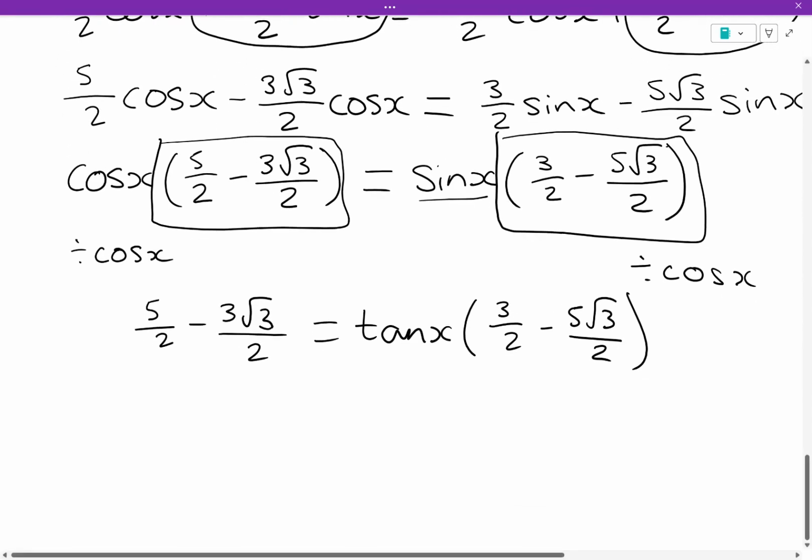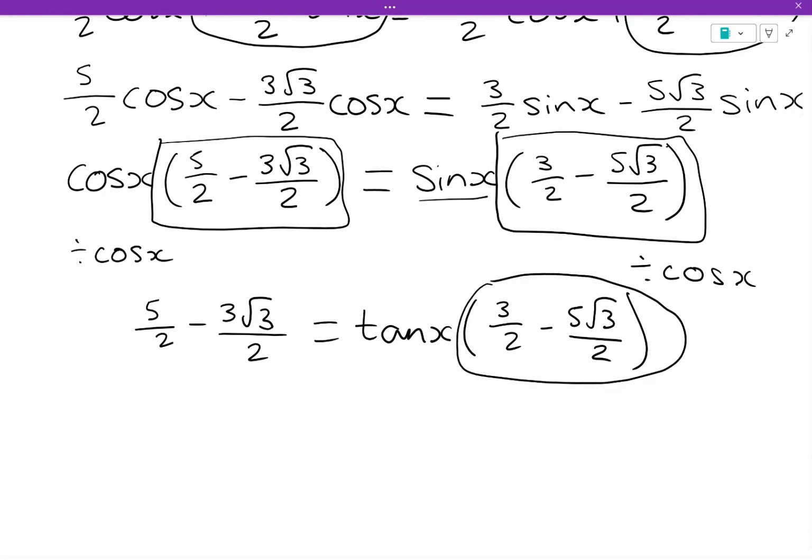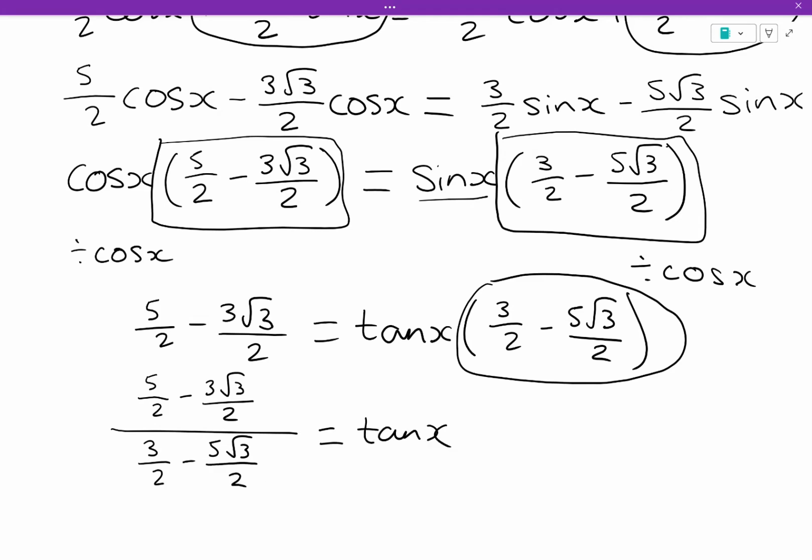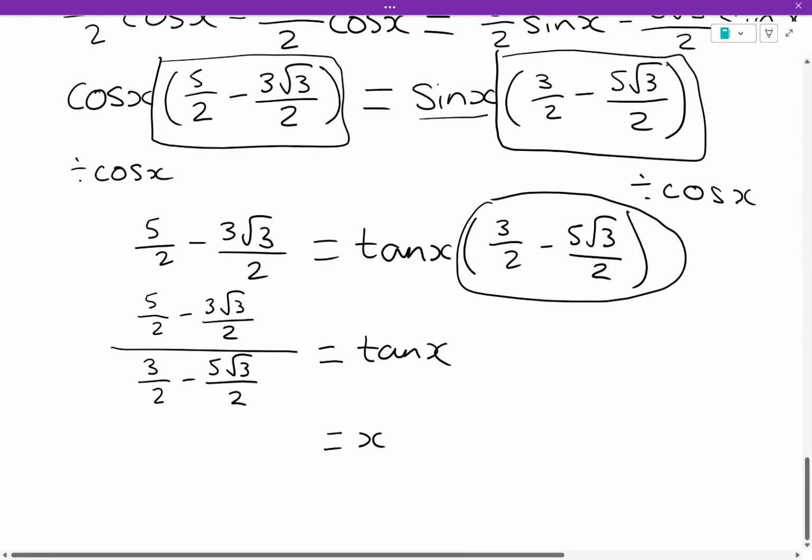Then I've got one trig function, so I want to get the tan x on its own. So I'm going to divide by my brackets here. I would get the 5 over 2, take 3 root 3 over 2 on this side already, which is my numerator, divided by what I circled there, the 3 over 2, subtract 5 root 3 over 2, is equal to tan x. Now we can use our inverse function to find x. So I'm going to put it in the calculator, and I would get 1.98 degrees as my first angle, my principal value out of the calculator.